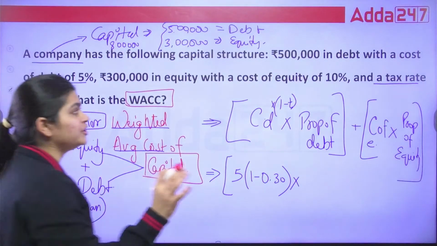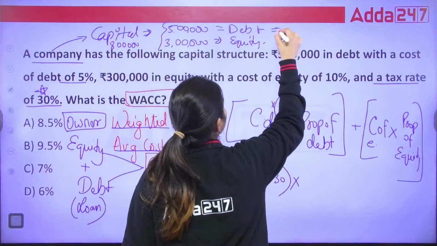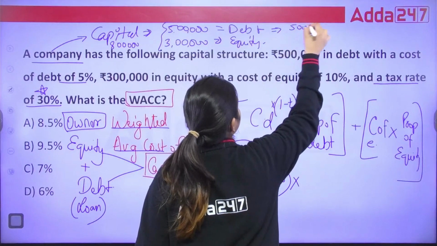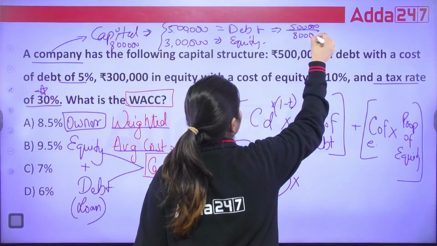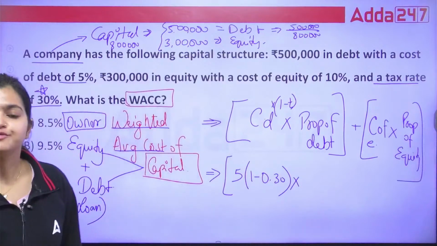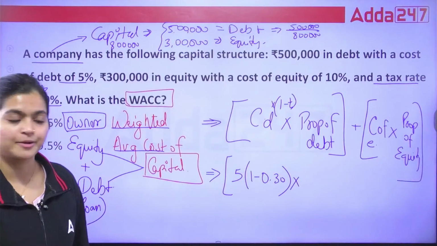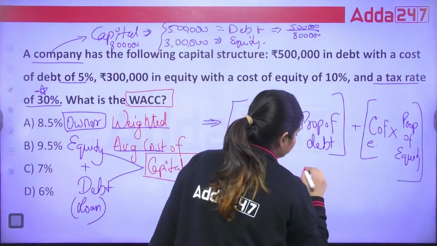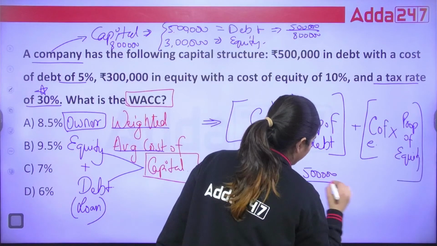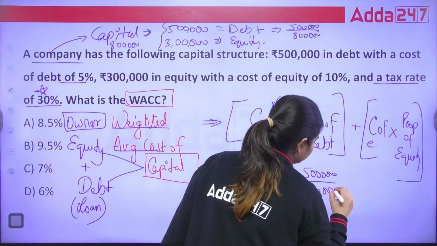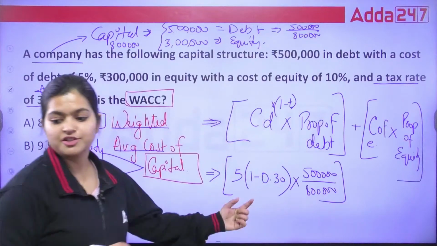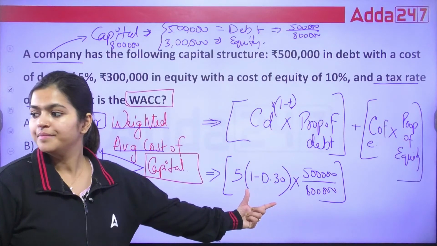For calculation of the proportion, we need to do 5 lakh divided by total capital, that is 5 lakh divided by 8 lakh. So the proportion of debt is 5 lakh divided by 8 lakh. This is your debt side of the calculation.